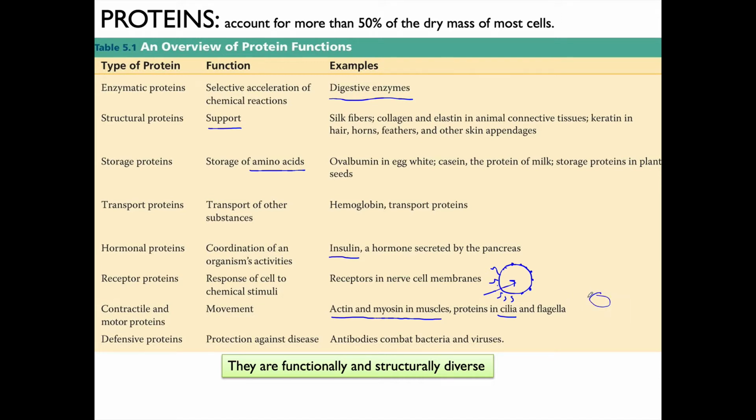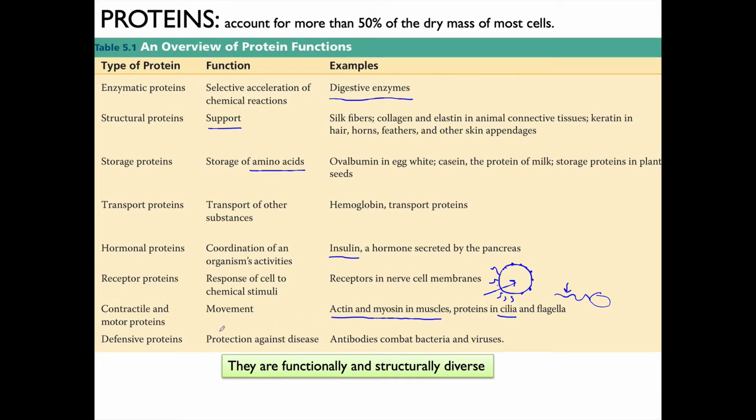And some cells actually have a whip-like tail that moves in response to the energy that it possesses, towards stimuli or away from stimuli. And ultimately the flagellum itself is a collection of proteins that work to propel a cell forward.